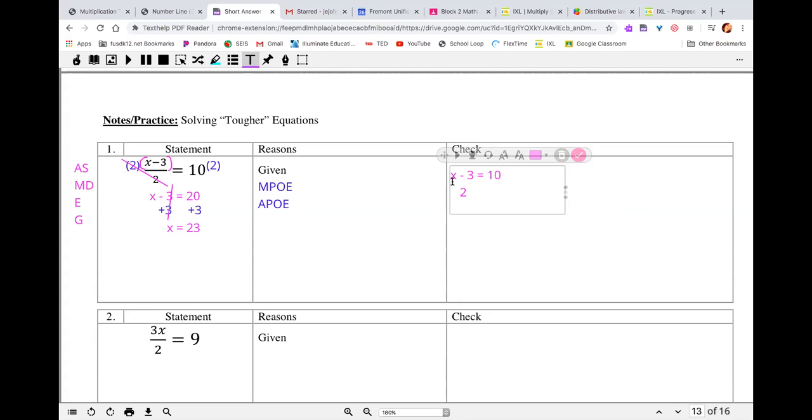I put 10 instead of my x. So I wrote the whole equation and then I'm changing it for the value that it gave me. Oh, okay.